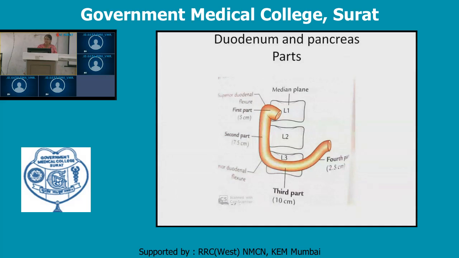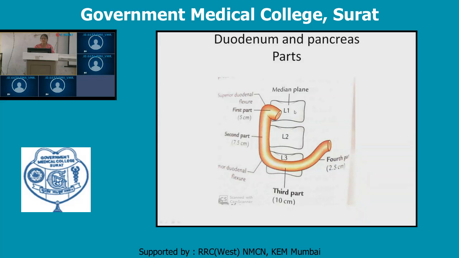It runs upward and then a little forward. And here it ends at the duodenojejunal flexure. From here the jejunum will start. So, duodenojejunal flexure. Can you identify the parts of the duodenum? First part, second part vertically running, third part horizontally running, and fourth part again going upward and forward. So these are the parts of the duodenum.